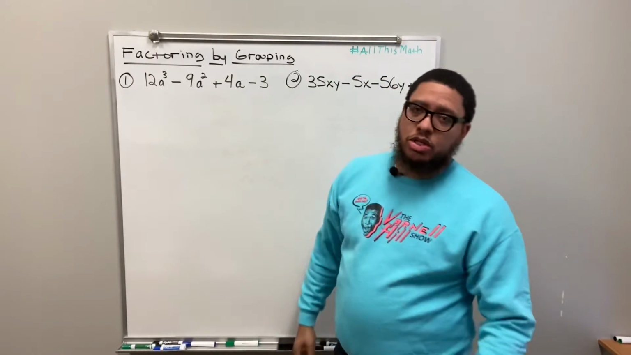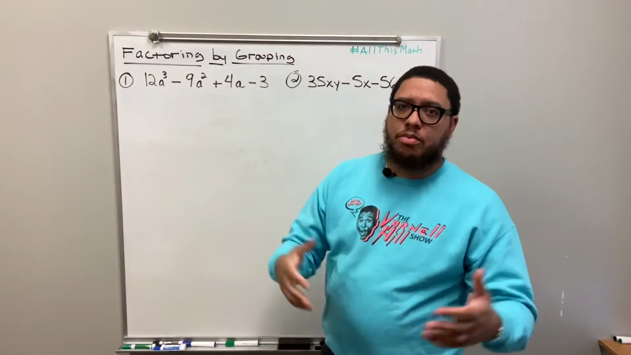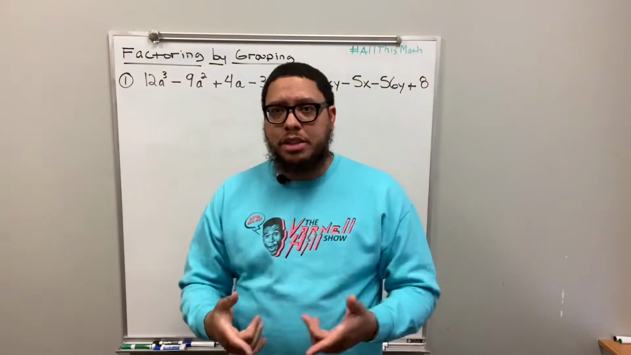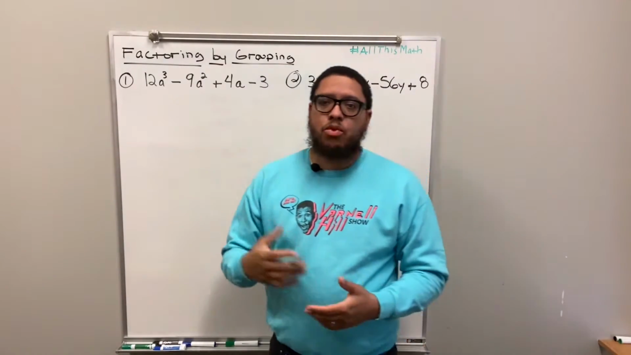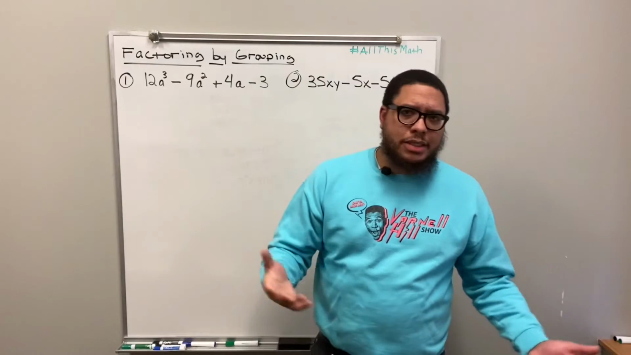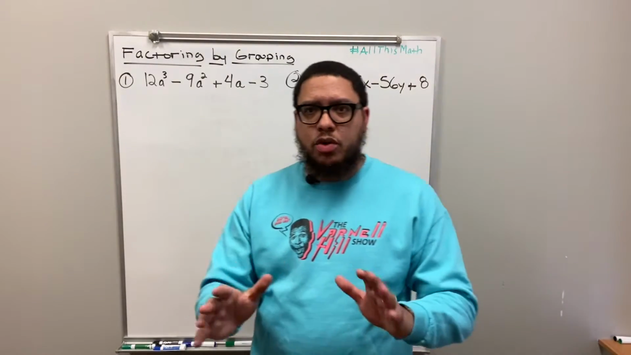4 terms. So we factor by grouping when we have an even number of terms. The problems that you'll probably see will have 4 terms. You might see some with 6, but probably just 4, right?